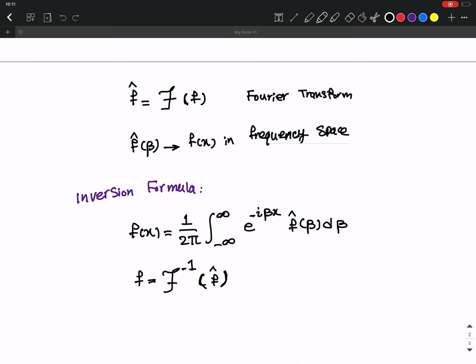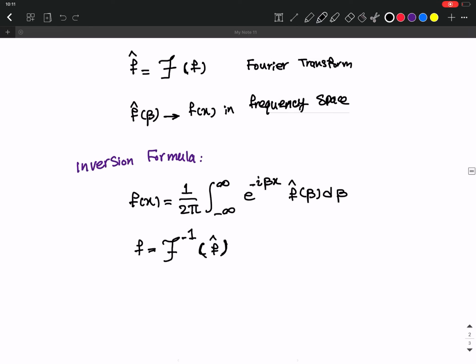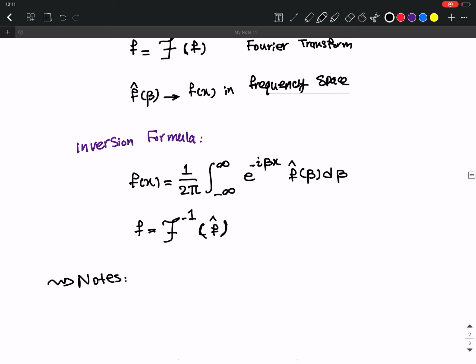Just one note, and then we are going to go through the properties of this Fourier transform. So notes. If you don't know, i here is a complex number, and you need to know from your calculus that it is the square root of minus 1. So this is the definition of i, or you can say i squared is always minus 1, right? This is a complex number that we define.